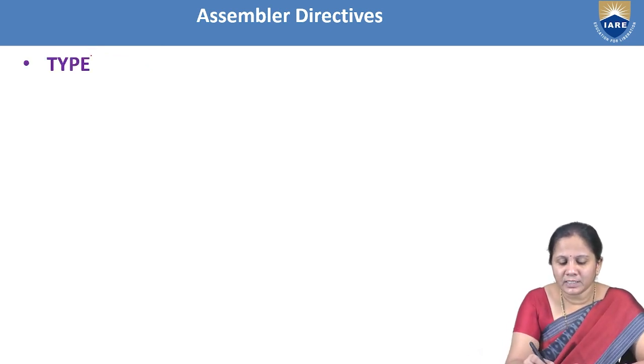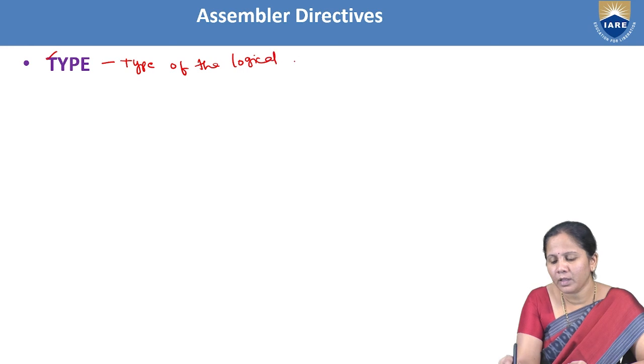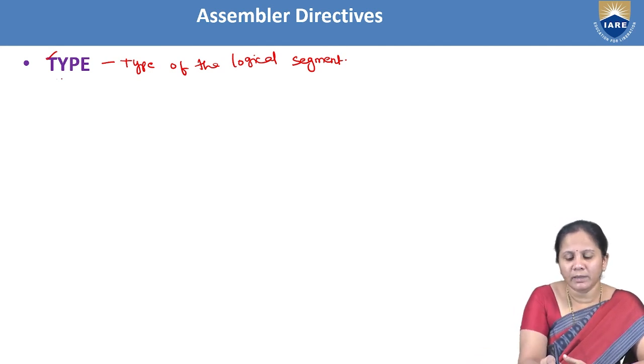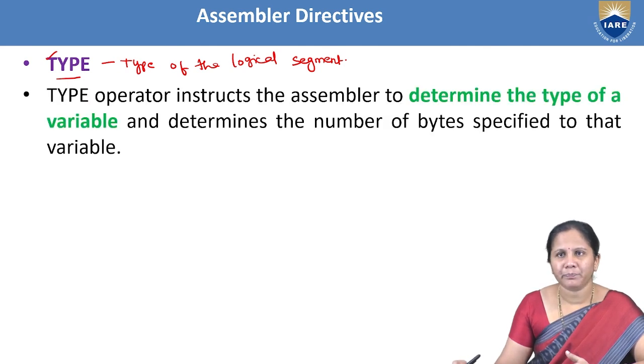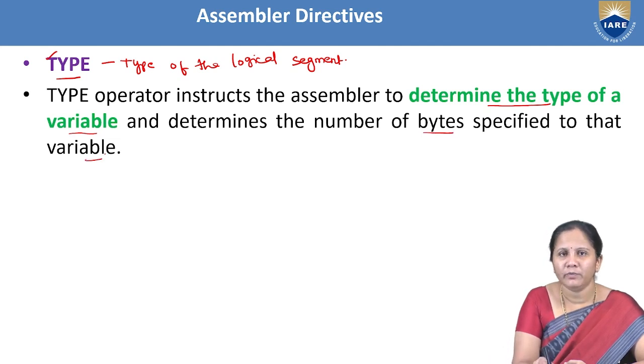And the next assembler directive is type. So this type represents the type of the logical segment. Here we have different logical segments: code segment, data segment, stack segment and extra segment. So this type is an assembler directive which indicates the type of the logical segment. Here this assembler directive determines the type of a variable and the number of bytes specified to that variable.